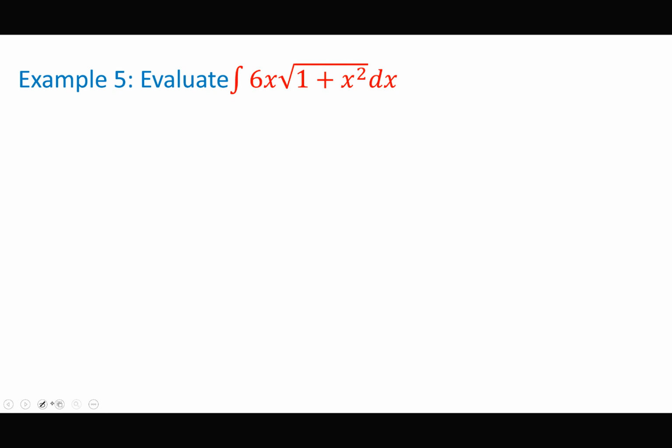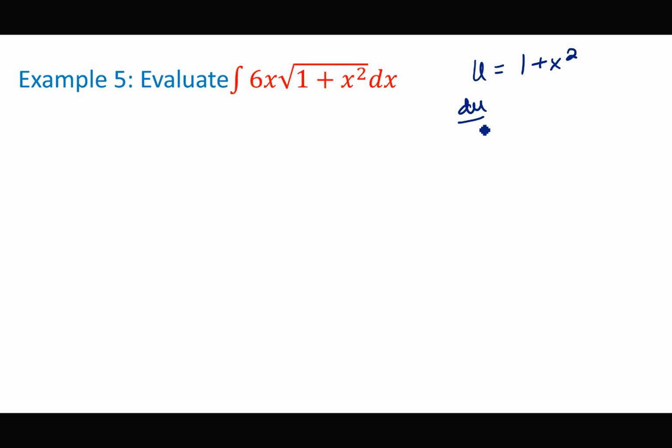Okay, let's try this one. 6x times the square root of 1 plus x squared dx. What should we try for a u value? Yeah, let's try all this, 1 plus x squared. Okay, and we could have taken x squared. We could have taken the whole thing, 1 plus x squared. We could have taken 6x. There's different things that we can take from this. Let's try 1 plus x squared.